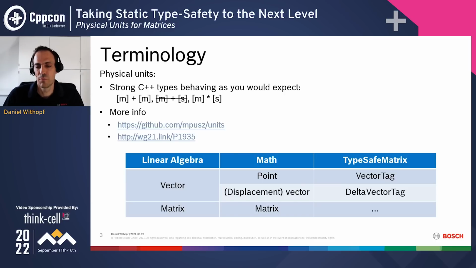In my library, a point gets a vector tag. We will see later how this is done exactly. But just keep in mind, a point gets a vector tag, and the displacement vector, so proper vector in the mathematical sense, gets a delta vector tag in my library. And of course, I also have several different matrix types that will also be annotated in the type itself. We will see later on what the full taxonomy of these types looks like.